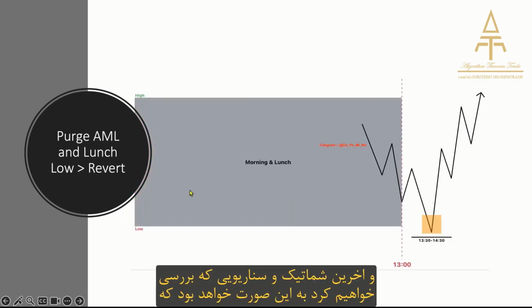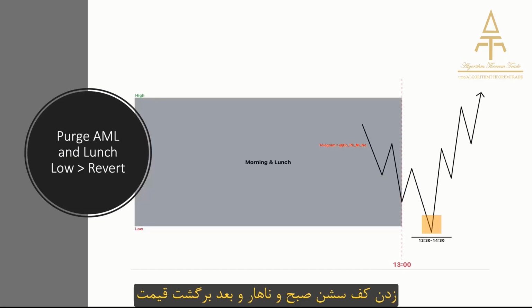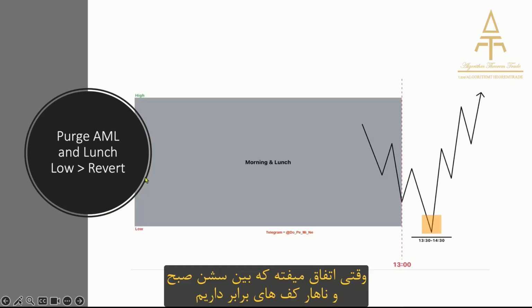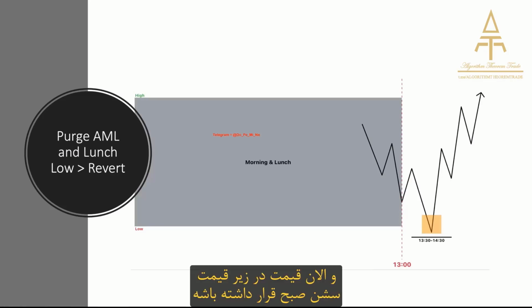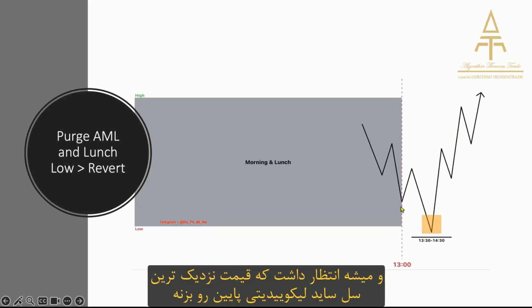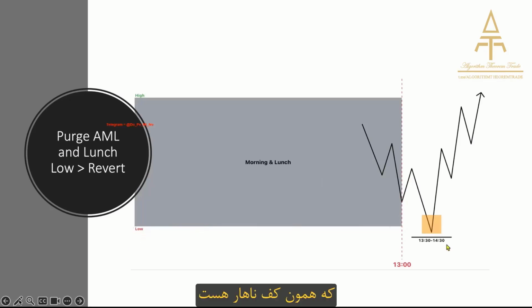And then the final scenario we're going to look at from these simple schematics is the following: a purge of the AM low and lunch low followed by a revert. Again, this occurs when the market has created either relatively equal lows during the morning session and during lunch, or that the lunch session already took out the morning's low, but relatively speaking, price is already below the morning low. So therefore, we can anticipate that the market will try and seek the nearest possible key sell side liquidity, which is below the lunch low.